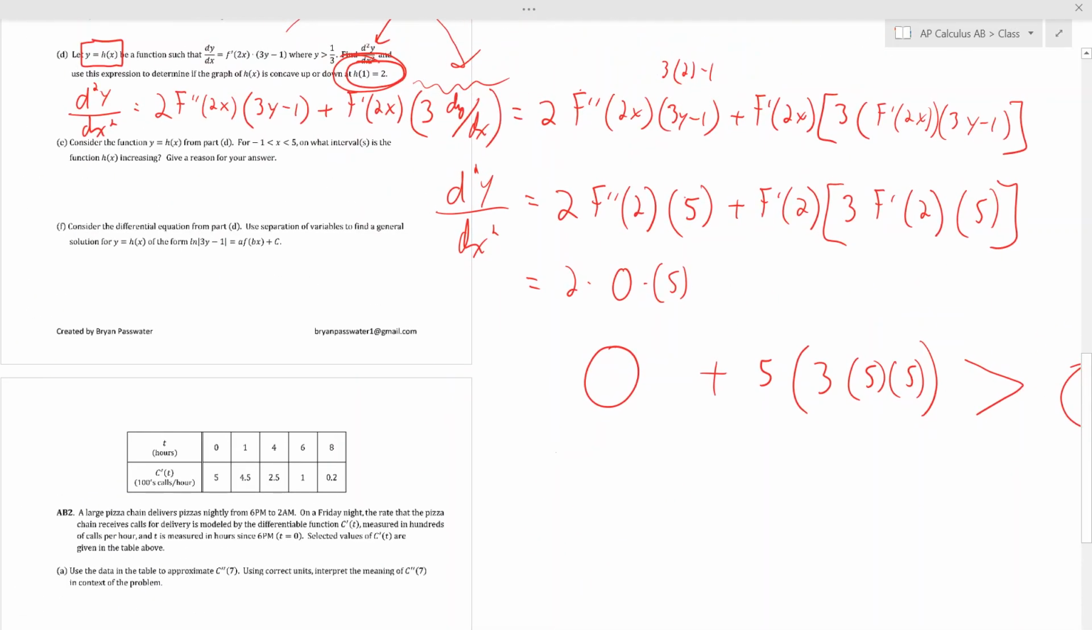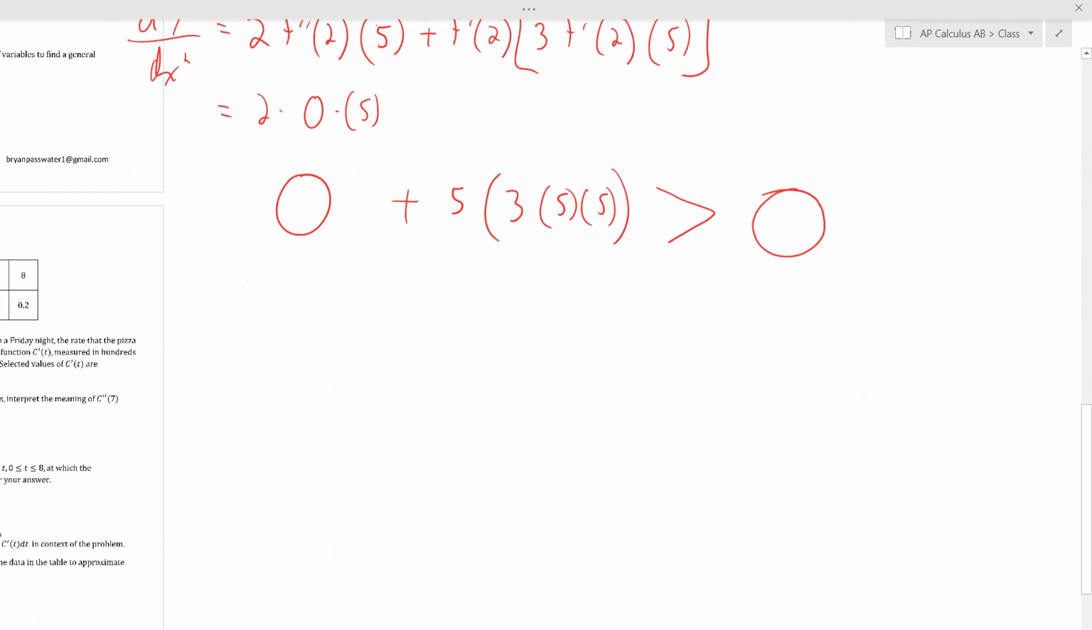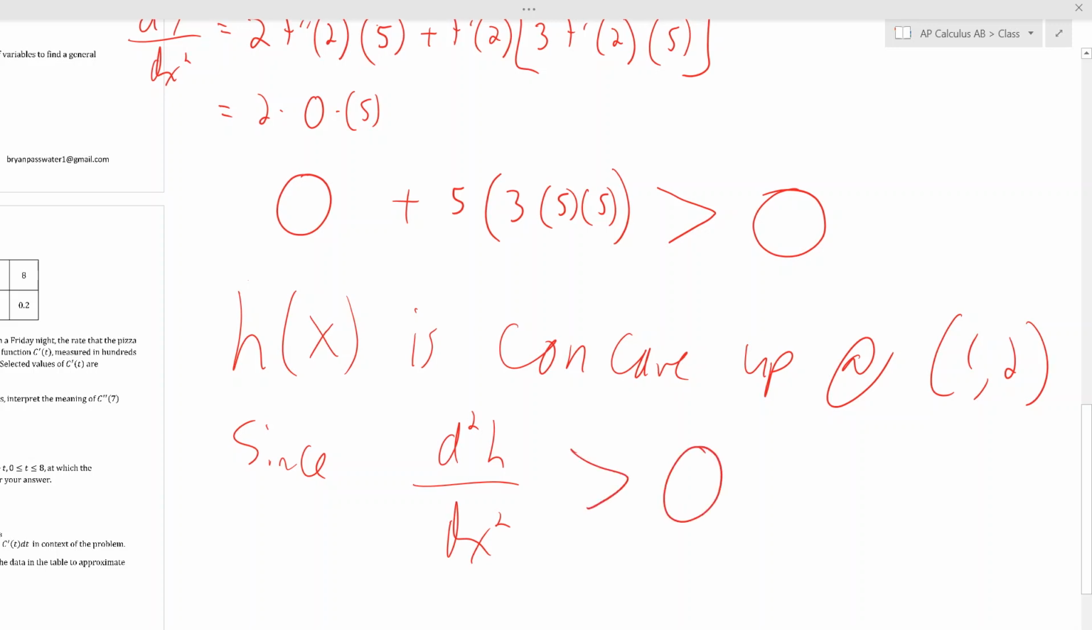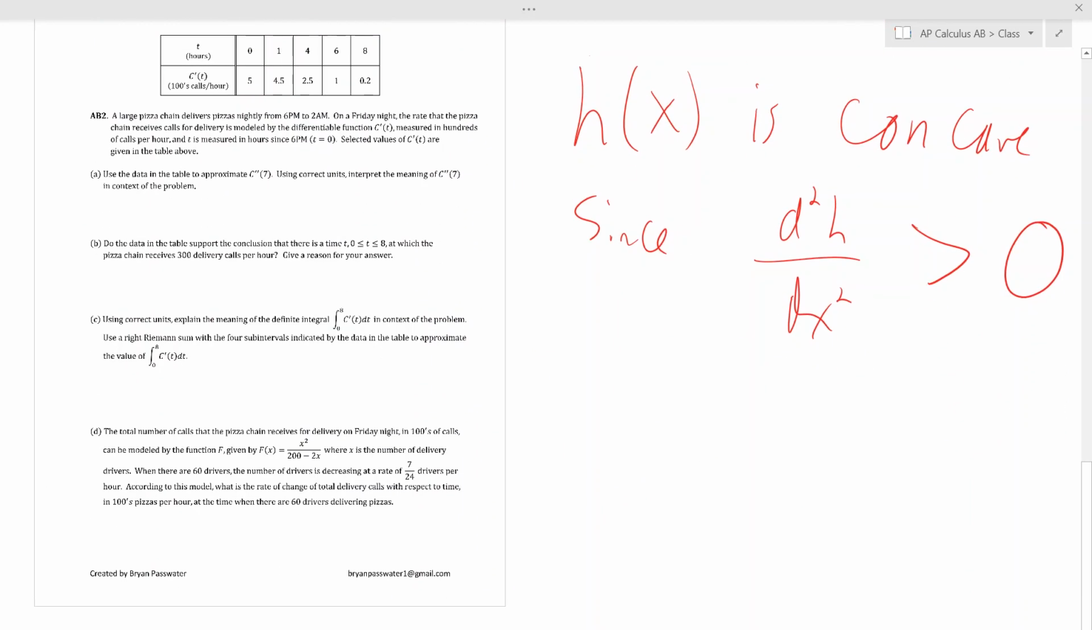Cool. So because that's positive, what do they call this thing? Just h. h of x is concave up at 1, 2, since the second derivative of it is positive. Okay, that's that. What do we got? We're not gonna do this yet.